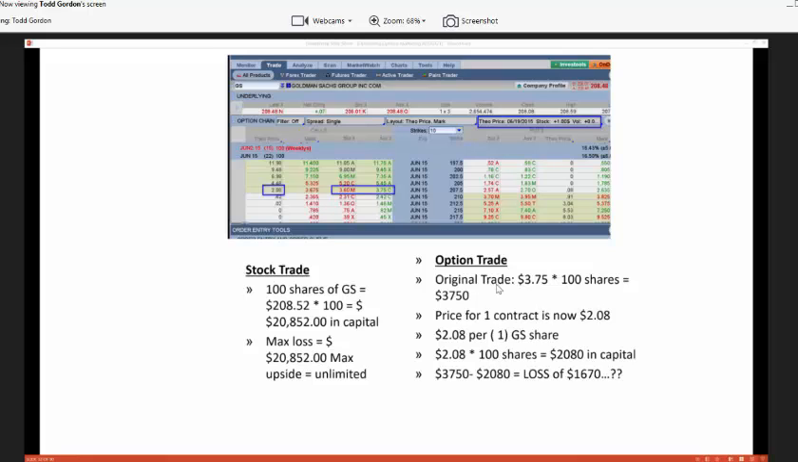So if you bought the option contract and Goldman goes up a buck, you lost 1,670 bucks. That's going to be rough, right? That's actually if you do 10 contracts. It should be 167 if you did 1 contract. But you lost money if it goes up $1.